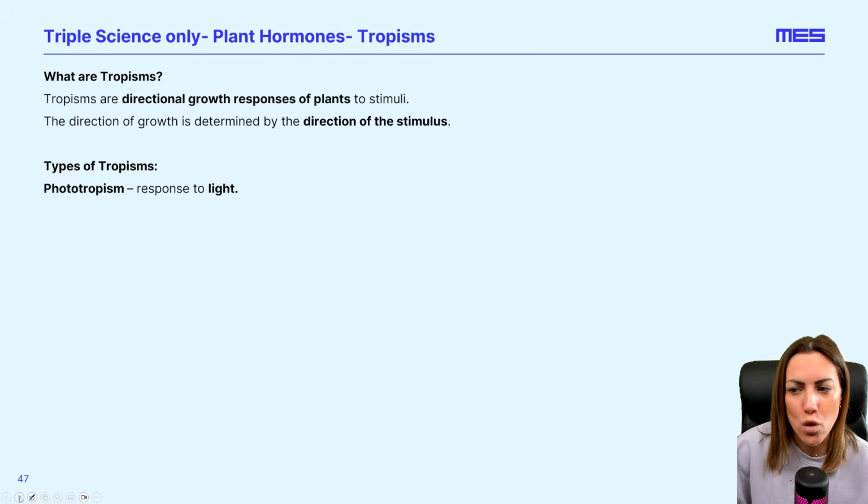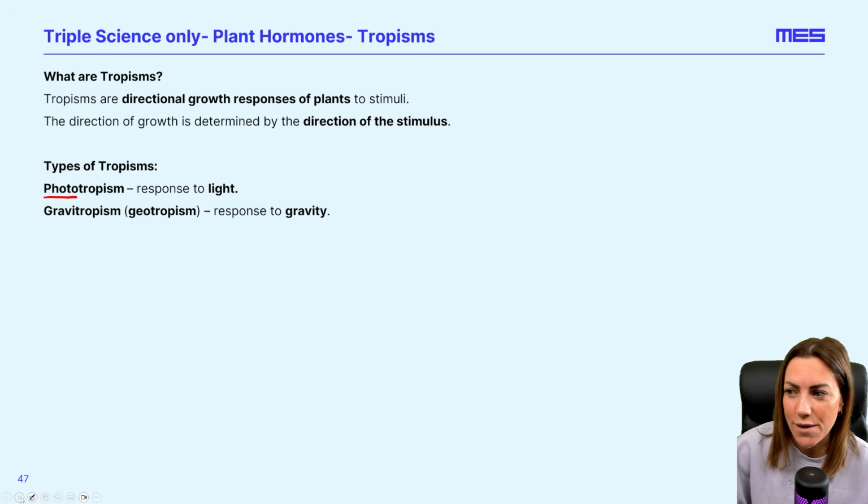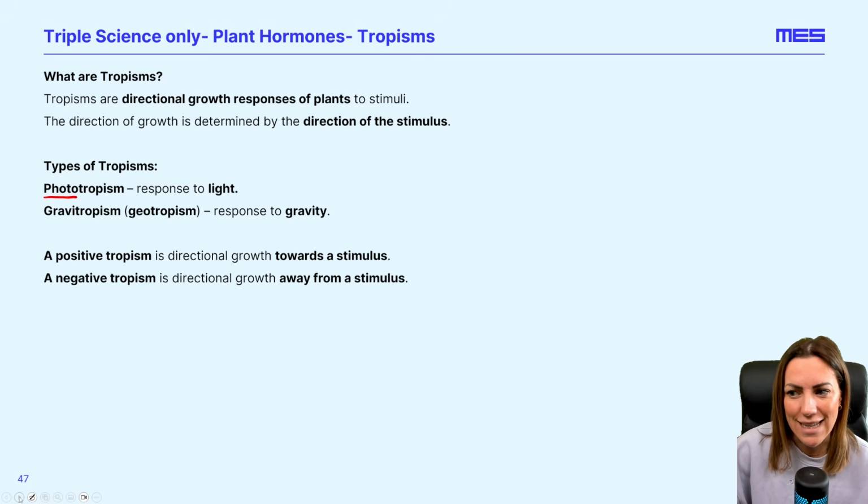We have phototropism, which is the directional growth response to light as a stimulus. And we have gravitropism, also known as geotropism, you can call it either, which is the directional growth response to gravity. Now there's other types as well, like hydrotropism, which is the directional growth response to water. But these are the 2 that you need to know for GCSE.